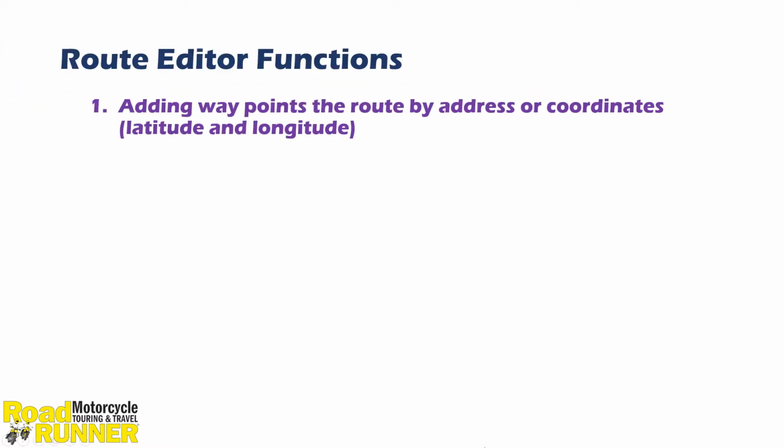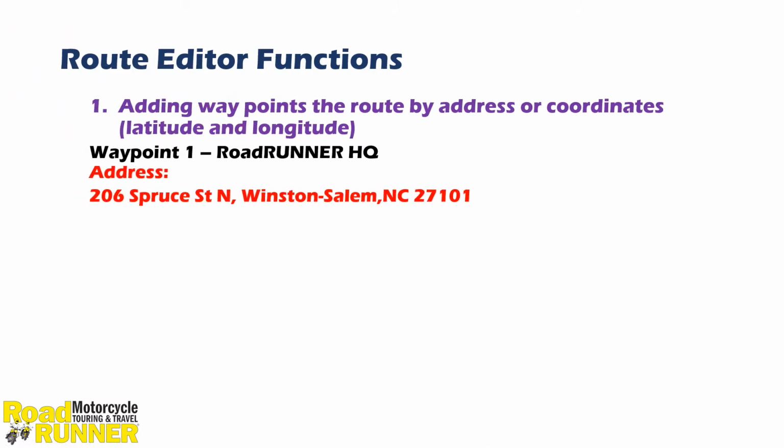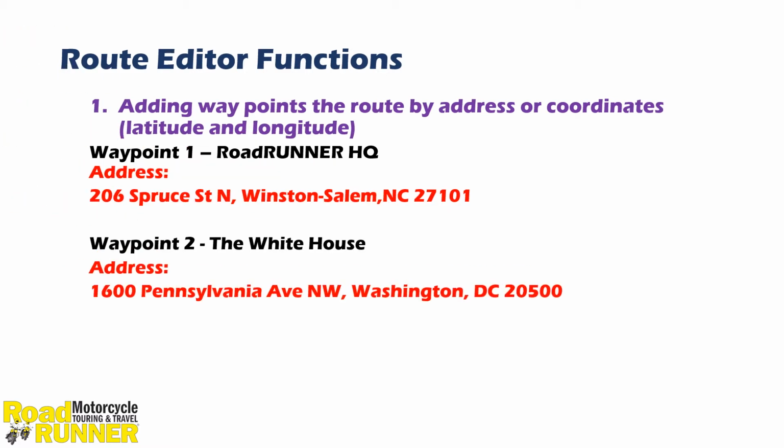We'll start with adding waypoints to the route by address or coordinates. Let's imagine that we're going to start from a certain waypoint, in this case the RoadRUNNER headquarters, and the address is shown on the screen. And then we're going to go to another waypoint, which is the White House, and you can also see the address.